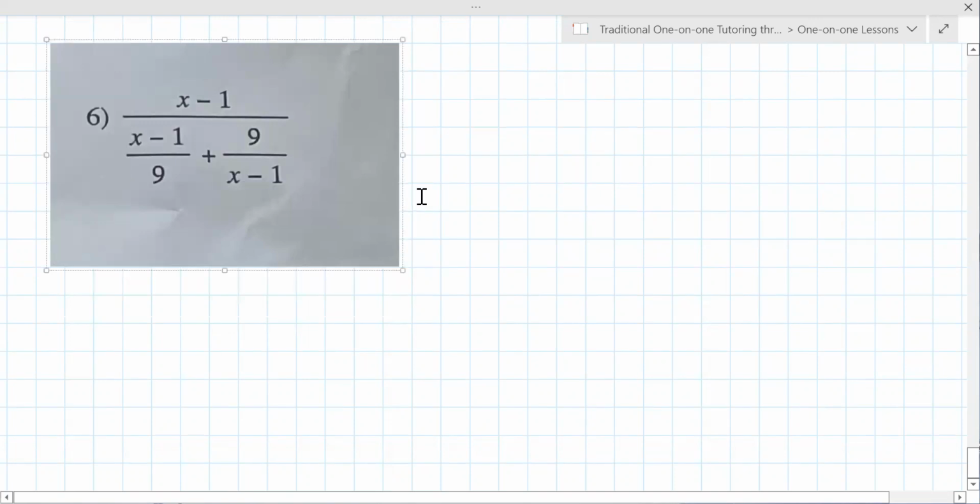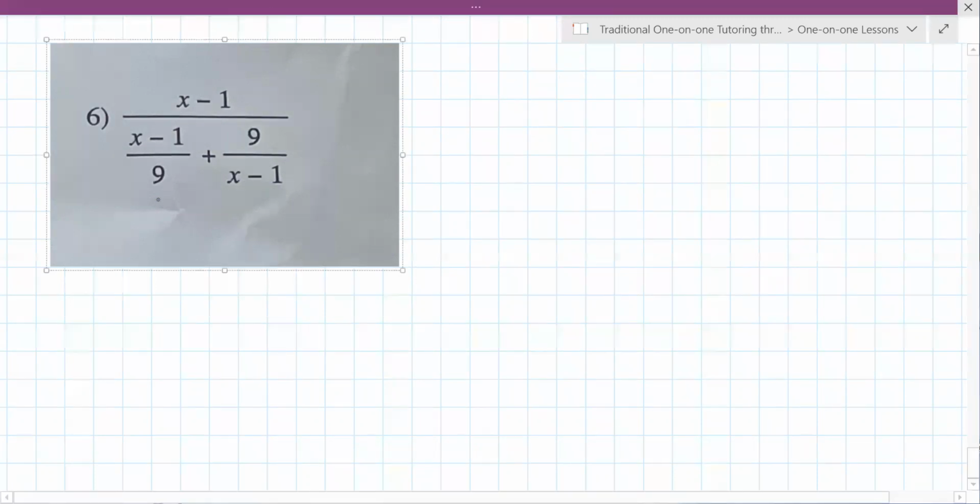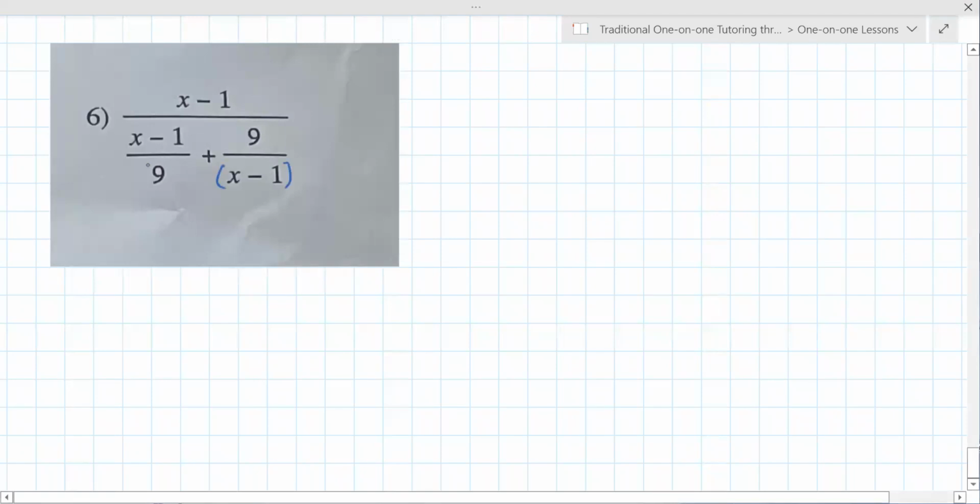I'm ready. Okay, when you look at the fraction on the bottom, x minus 1 over 9 plus 9 over x minus 1, what is the common denominator? Any idea what that might be? Would it be 9 parentheses x minus 1? Yes. And to get there, you do what we've done the last few problems: you multiply the top and bottom by the other one.